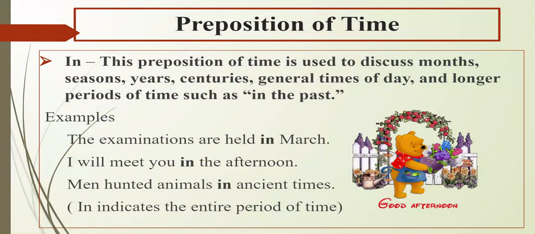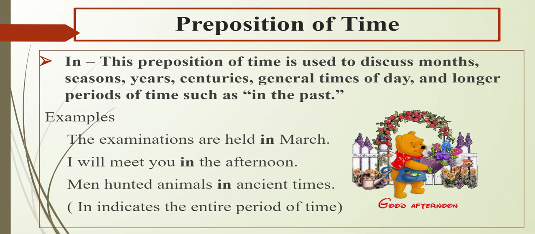So let's begin with preposition of time. Preposition of time allows us to discuss a specific time period, or it shows the relationship of time between the nouns and the other parts of a sentence. Basic examples of time prepositions include at, on, in, before, after. They are used to indicate when something happened, happens, or will happen. So let's take up a few examples.